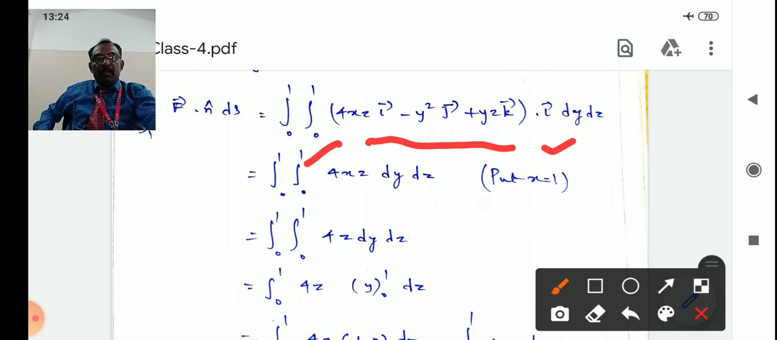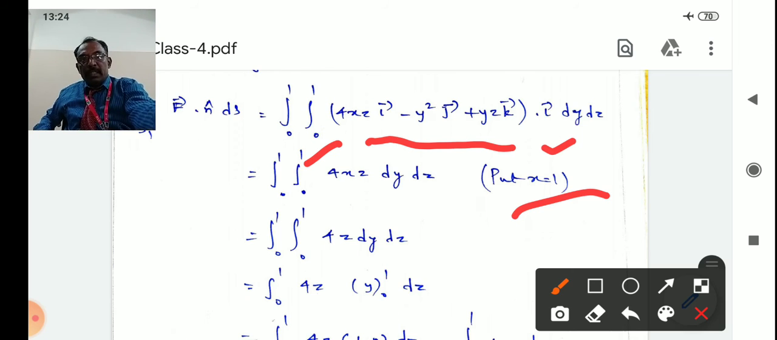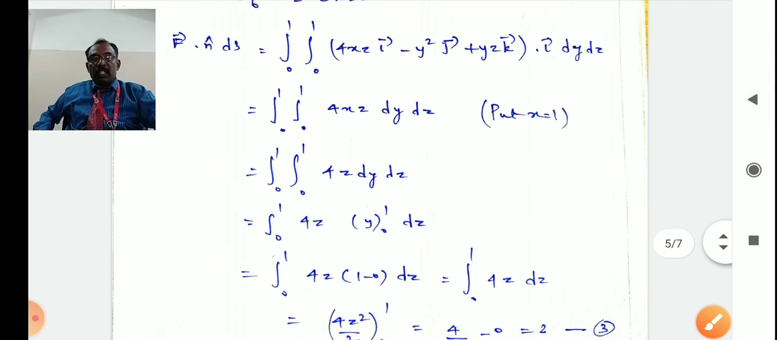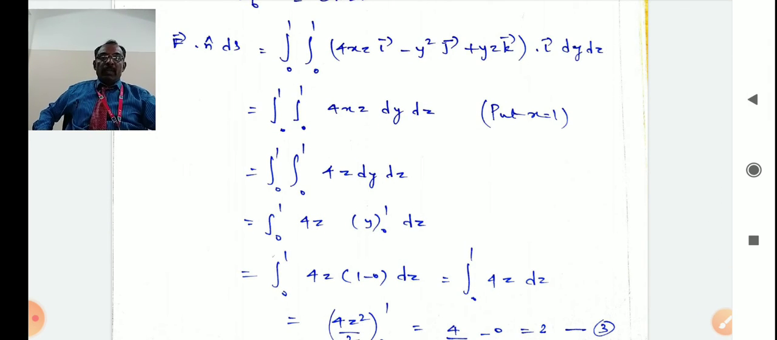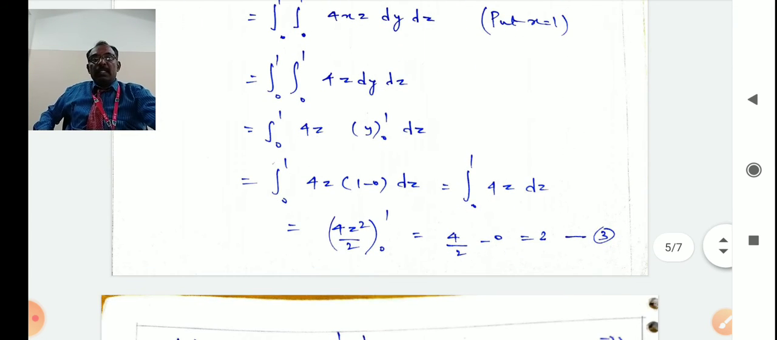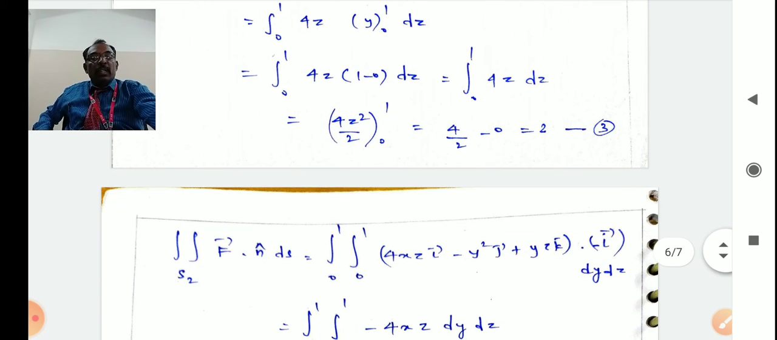First I do the dot product. I vector dot i vector is 1, so 4xz remains, the rest are 0. So 4xz dy dz. Here x value is 1 because S1 is at x equal to 1, so x is replaced by 1, and we get 4z dy dz only. Now we integrate 4z with respect to y. 4z is constant, the integral of dy is y, with limits 0 to 1. Substituting the limits, 1 minus 0, we get 4z. Now we integrate with respect to z: 4z squared by 2. Now z is equal to 1, we get 4 by 2, the answer is 2, which is equation number 3. Along S1 the answer is 2.